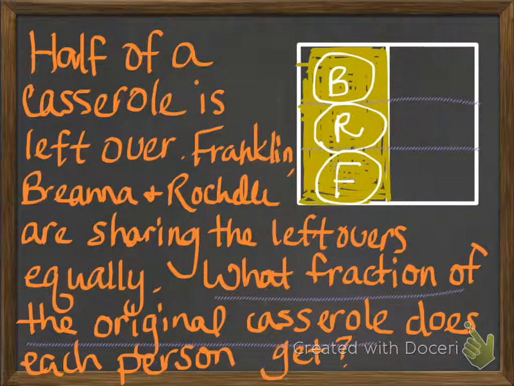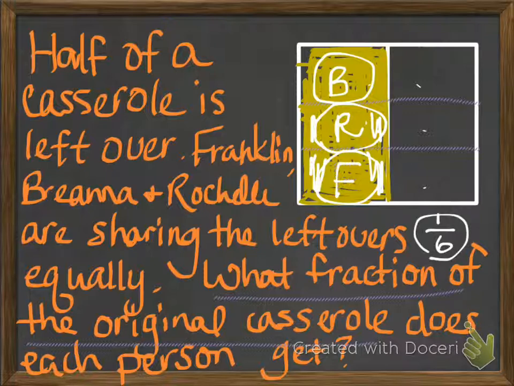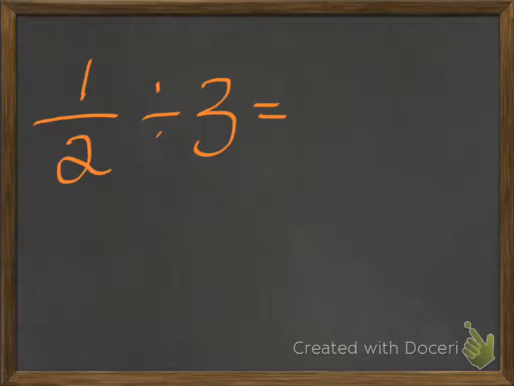So let's look at Franklin's piece. He's going to get this section, and out of the whole casserole, that is 1 out of 6 pieces. So he's going to get 1/6 of the casserole. Rochelle is also getting 1 out of all 6 pieces that could have been there. So she gets 1/6. And Brianna also gets 1 piece out of 6 possible pieces. She gets 1/6. So each person is going to get 1/6.